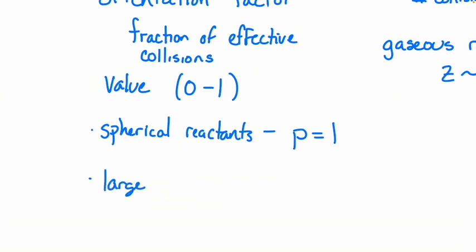Large reactants will have smaller orientation factors. Okay? It tends to be, the bigger a molecule is, molecules tend to have like one little site where a reaction takes place, right? So if you're a big molecule, it's harder to hit just that one perfect little spot.